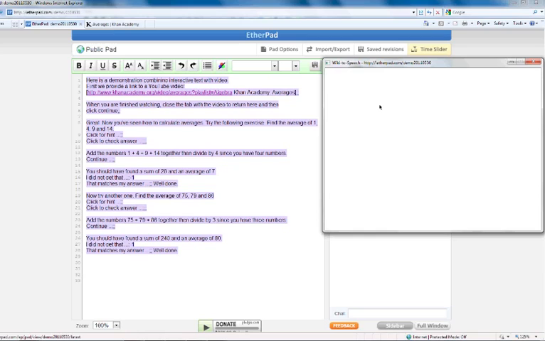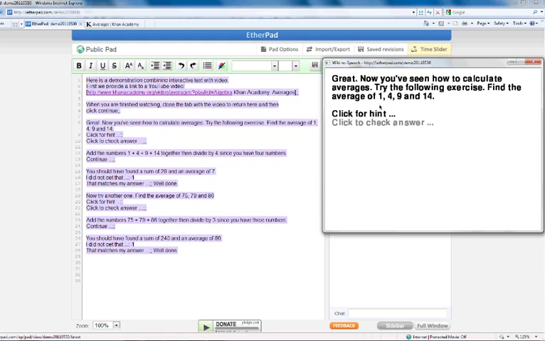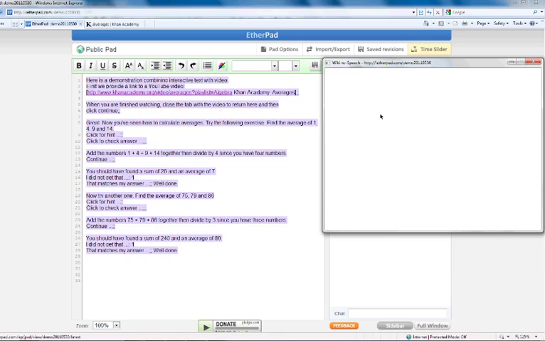Great. Now you've seen how to calculate averages. Try the following exercise. Find the average of 1, 4, 9, and 14. Add the numbers 1 plus 4 plus 9 plus 14 together, then divide by 4 since you have 4 numbers. You should have found a sum of 28 and an average of 7.